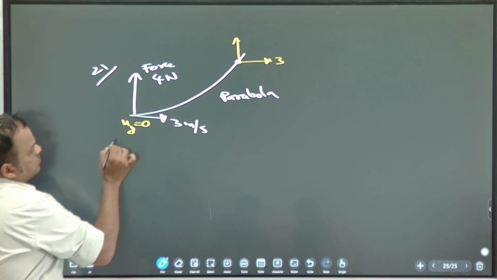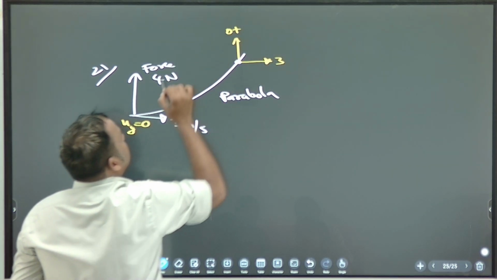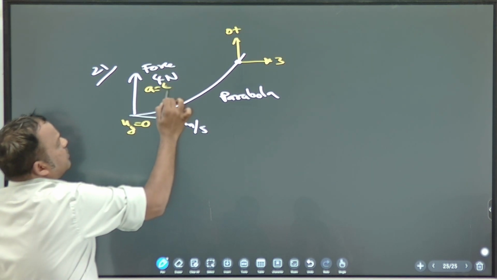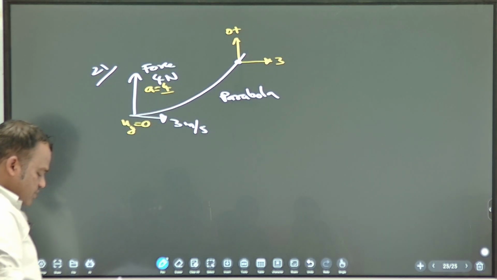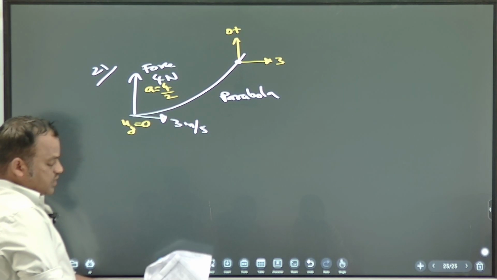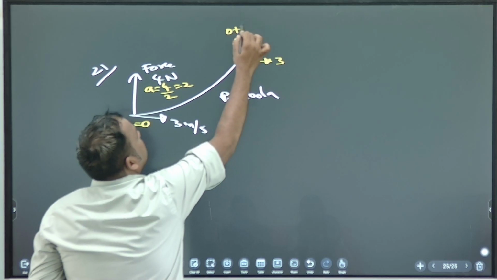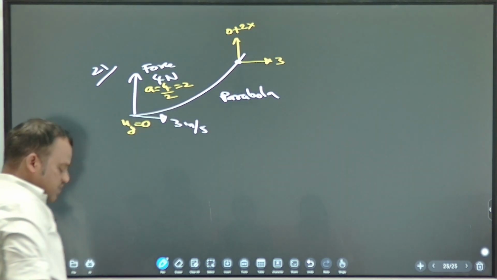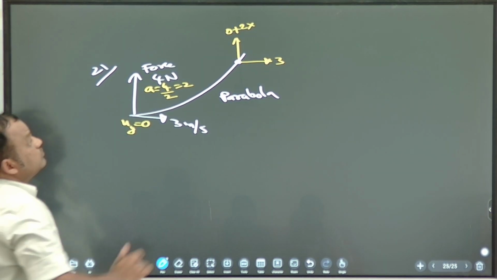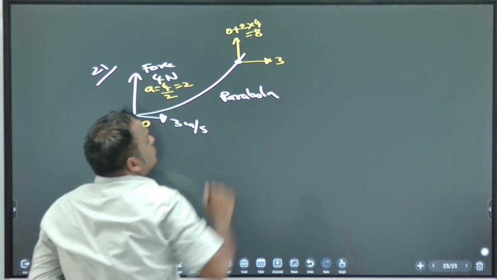And so you can use u plus at. So 0 plus a. And what is a? Force by mass. So mass is given 2, first line it is given 2 kg. So acceleration is 2. So u plus a into t. Now time is given. What is the time? 4. So 8. Now this is 8. This is 3.